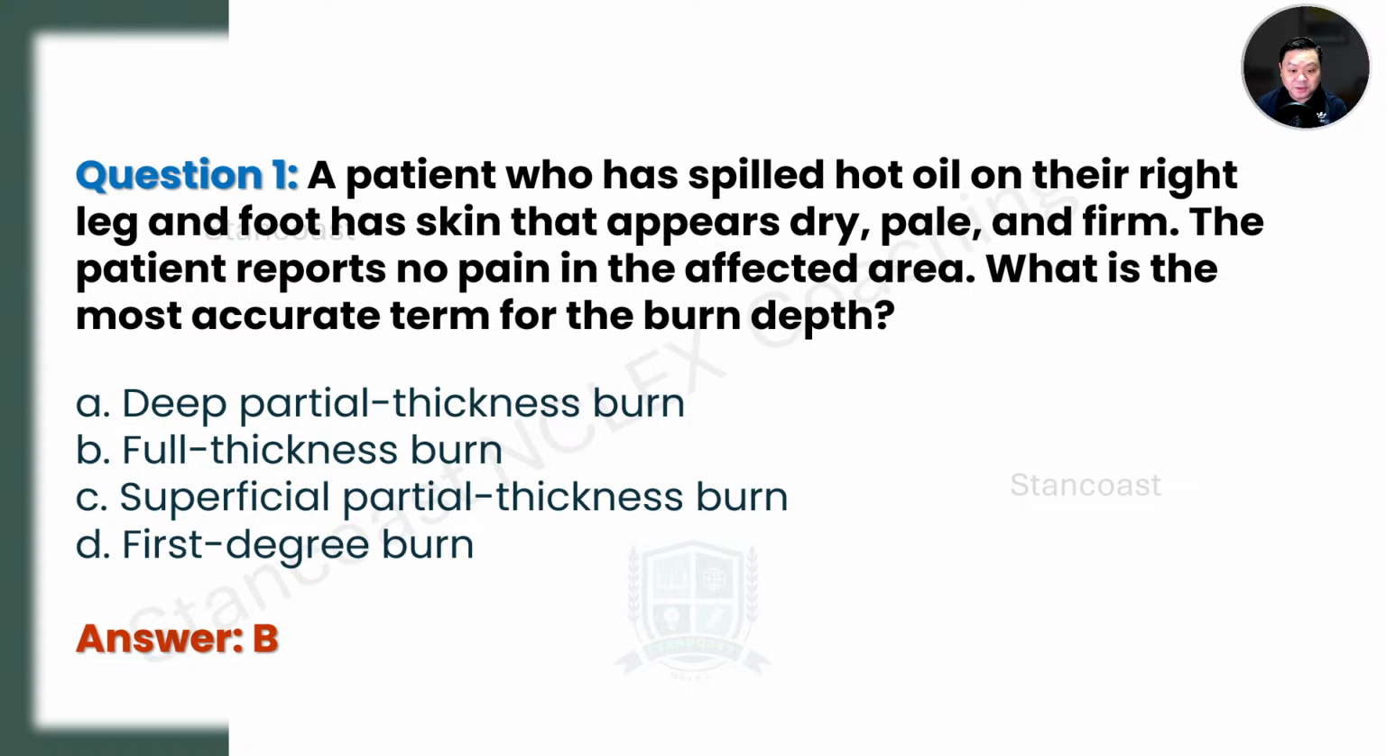Now, if you selected letter D, this is also incorrect. The first degree burns are superficial. There's going to be some redness, there's blanching, and there's pain, but no destruction to the deeper skin layers. Now, your focus here is to look into the description. Dry, pale, hard skin, no pain, and this is going to help you point out the depth of the burn and the full thickness type of burn.